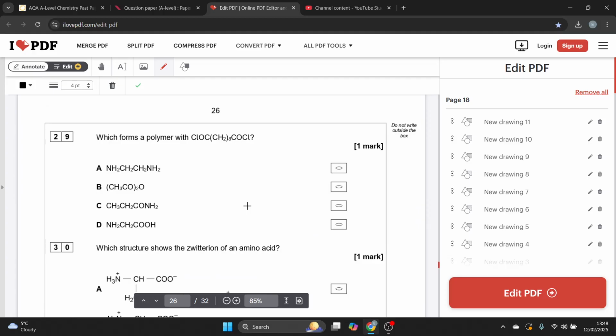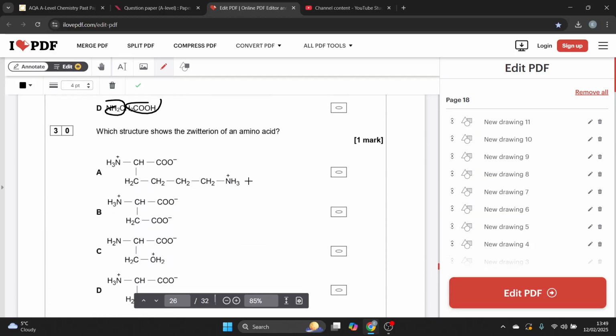Question 29, which forms a polymer with that? It's obviously going to be A. Definitely not this anhydride. Definitely not that. I don't know what that is. Or the NH2 carboxylic acid. No, because they've got the same. That's the same. These two have got to be the same as well to form that with that. To form a polymer with that. So 29A.